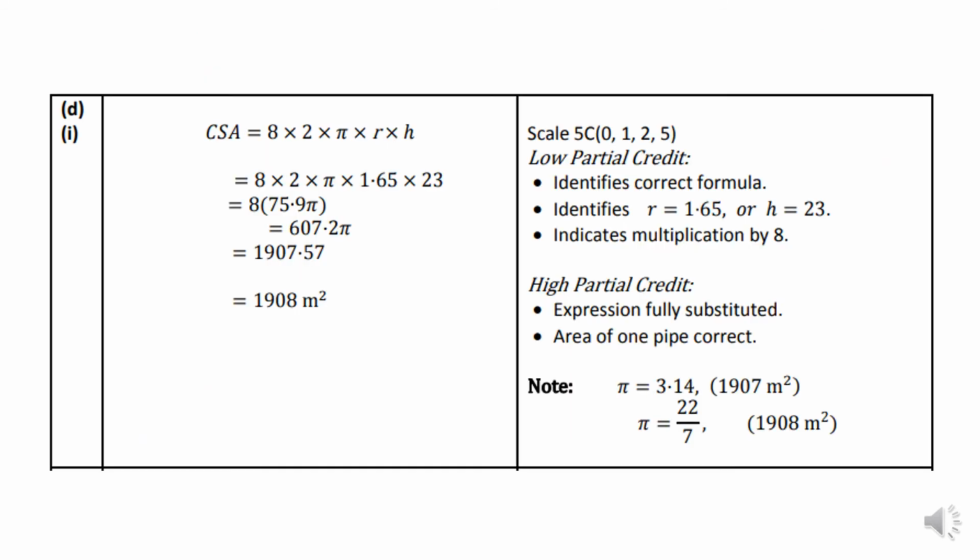All right, so we got it correct, more or less, because we used 3.14. Okay, we got 1907. Okay, there's 5 marks going for that. Again, you'll get 1 mark if you write down the correct formula. Okay, and you'll get 2 out of 5 if you put the right numbers in the right place. Okay, and then 5 out of 5 for getting it correct fully.